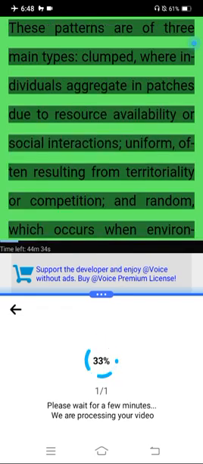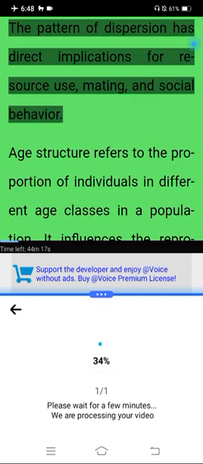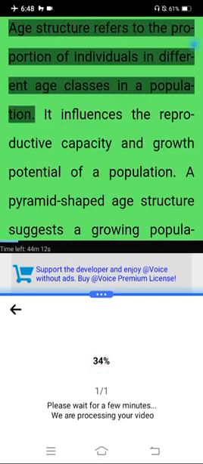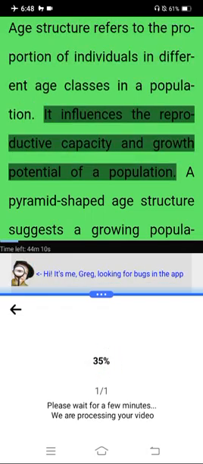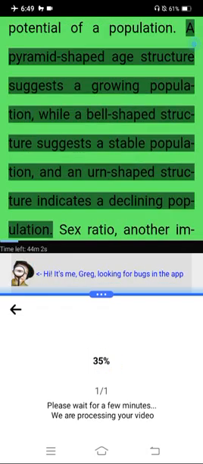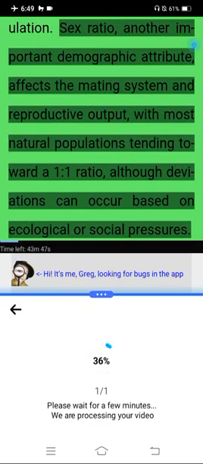These patterns are of 3 main types: clumped, where individuals aggregate in patches due to resource availability or social interactions; uniform, often resulting from territoriality or competition; and random, which occurs when environmental conditions and resources are evenly distributed. The pattern of dispersion has direct implications for resource use, mating, and social behavior. Age structure refers to the proportion of individuals in different age classes in a population. It influences the reproductive capacity and growth potential of a population. A pyramid-shaped age structure suggests a growing population, while a bell-shaped structure suggests a stable population, and an urn-shaped structure indicates a declining population. Sex ratio is another important demographic attribute.